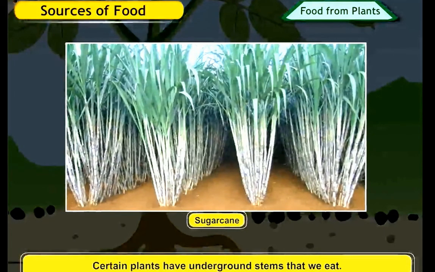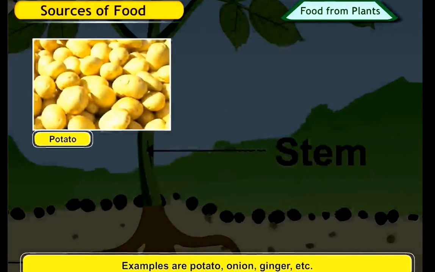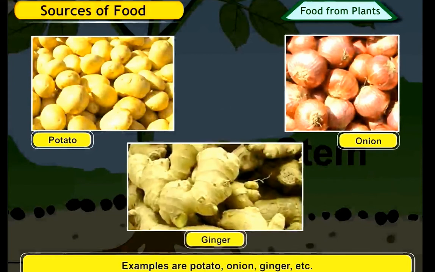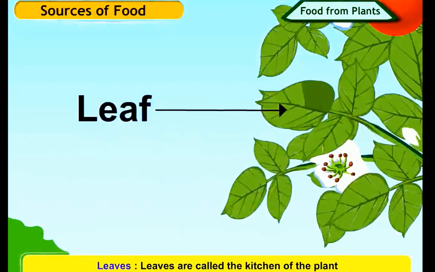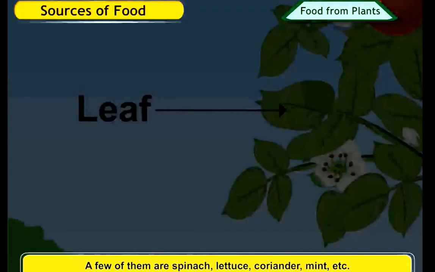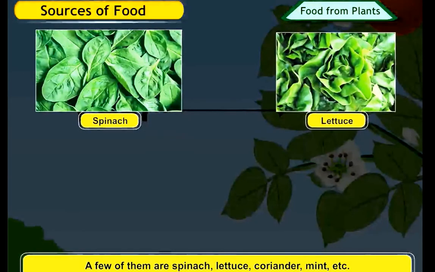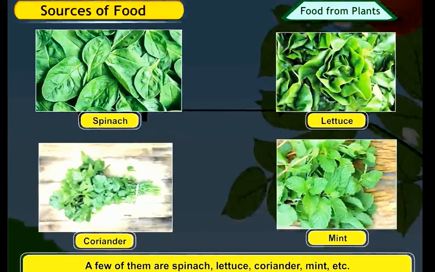Certain plants have underground stems that we eat. Examples are potato, onion, ginger, etc. Leaves. Leaves are called the kitchen of the plant because they prepare food for the plant. Some leaves are eaten by us. A few of them are spinach, lettuce, coriander, mint, etc.